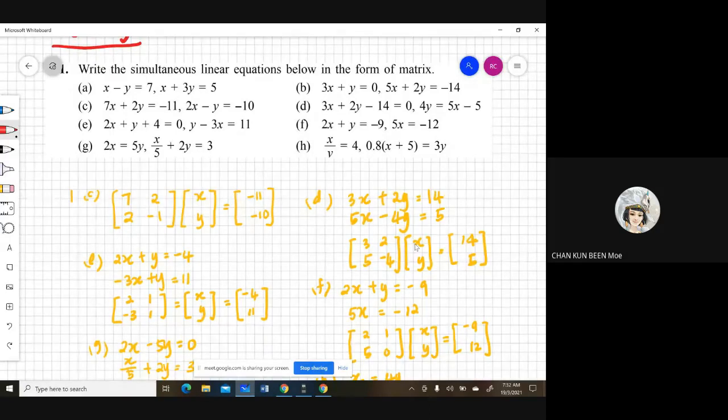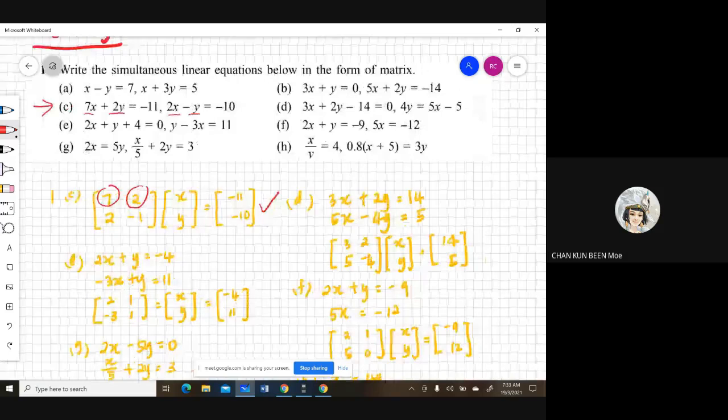So for example, if you look at C, 7x plus 2y equal to negative 11, 2x minus y equal to negative 10. So they are arranged according to the variable and also the constant already. So we just need to convert them into the form of matrix. 7x plus 2y equal to negative 11. So the answer is 7, 2, 2, negative 1, x and y, negative 11, negative 10 like this. Okay, you check your own answer over there.